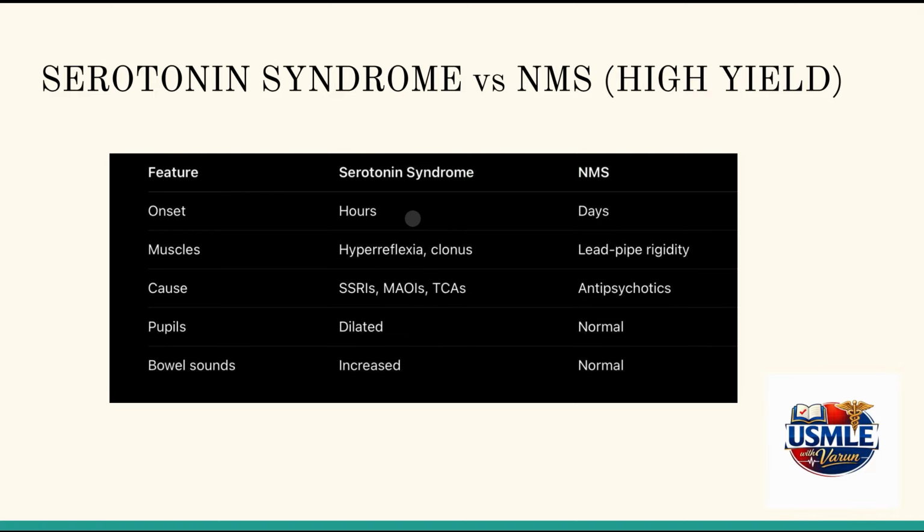Serotonin syndrome has fast onset and hyperreflexia. Neuroleptic malignant syndrome has slow onset and muscle rigidity. So serotonin syndrome has hyperreflexia, whereas NMS has muscle rigidity. Serotonin syndrome has fast onset, whereas NMS has slow onset. The causes of serotonin syndrome include SSRIs, MAO inhibitors, and TCAs, whereas the cause of NMS is antipsychotics. Pupils are dilated in patients with serotonin syndrome, whereas pupils are normal in patients with neuroleptic malignant syndrome. Bowel sounds are increased in patients with serotonin syndrome, whereas bowel sounds are normal in patients with neuroleptic malignant syndrome.